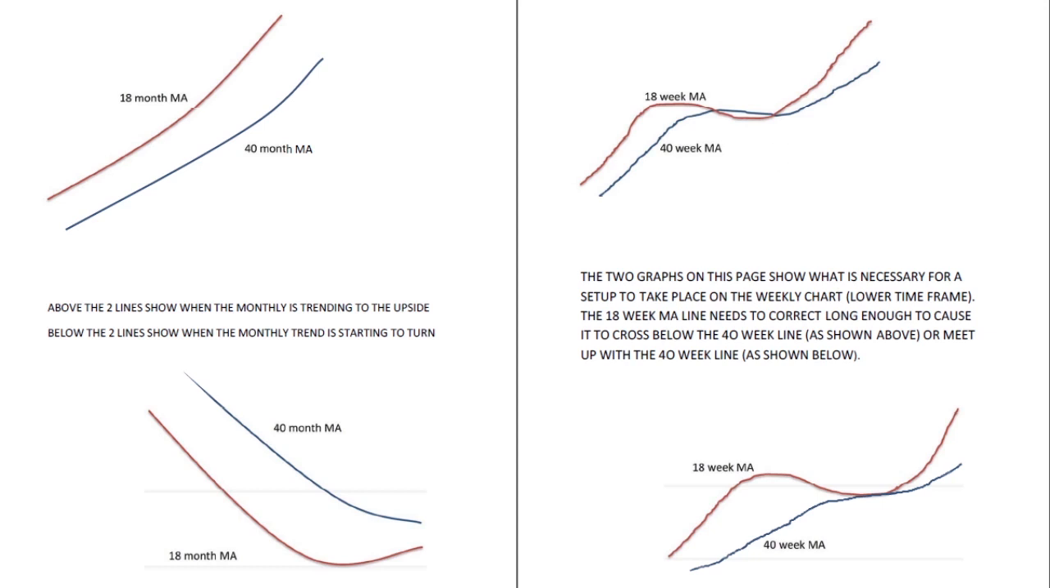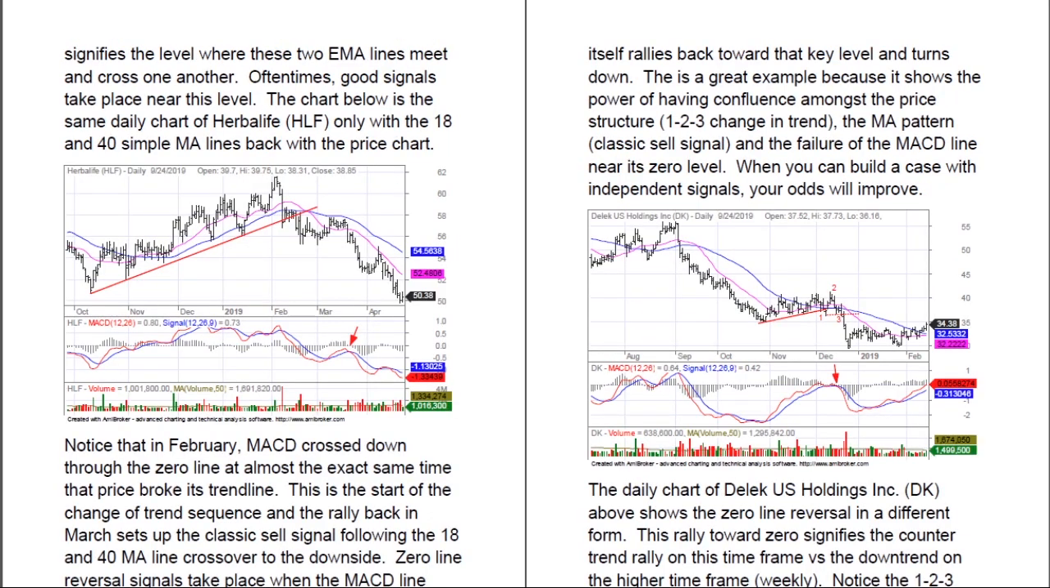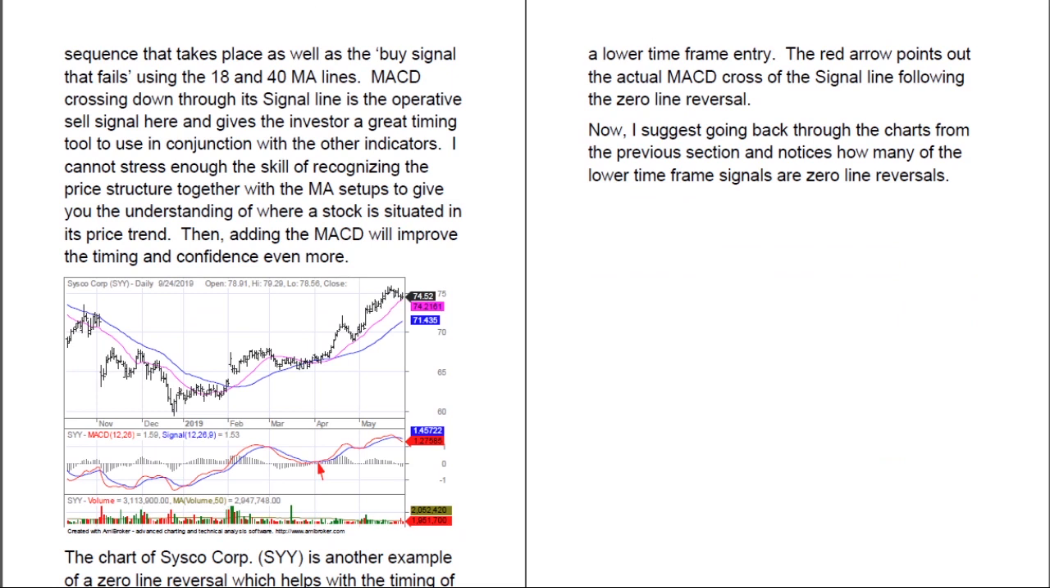So let's switch over. Page 82, I've got zero line reversals. And so I go into some different examples here, but I want to focus in on this one particular one, which is on page 85. So this is SYY. It's a daily chart. And again, what I'm showing here is that the 18 does end up crossing down below the 40, but by that time, the stock had already started moving. So I would really consider this the second version of this signal.